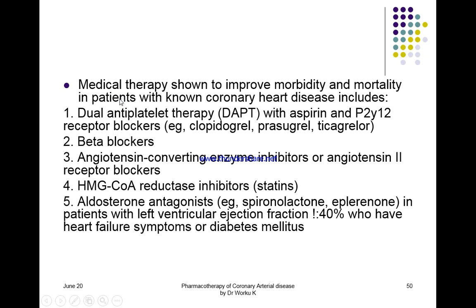Here, medical therapy shown to improve morbidity and mortality in patients with coronary heart disease or ischemic heart disease includes: dual antiplatelet therapy, or DAPT, with aspirin and clopidogrel, beta blockers, and angiotensin converting enzyme inhibitors or angiotensin 2 receptor blockers. HMG-CoA reductase inhibitors or statins like atorvastatin, and aldosterone antagonists like spironolactone or eplerenone in patients with left ventricular ejection fraction less than 40% who have heart failure symptoms or diabetes mellitus. These are especially used when there is a comorbid condition with ischemic heart disease or coronary artery disease.